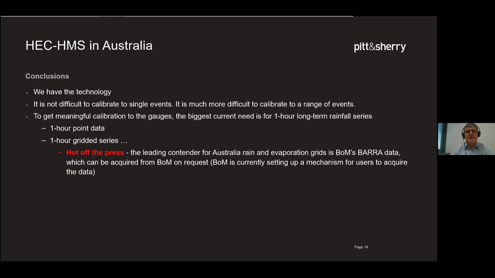To get meaningful calibration to the gauges, the biggest current need is for 1 hour long-term rainfall series. It's quite difficult to find. It's hard enough to find 1 hour point data. There are ways of doing it, or even at smaller increments. And what I was looking at was 1 hour gridded series.